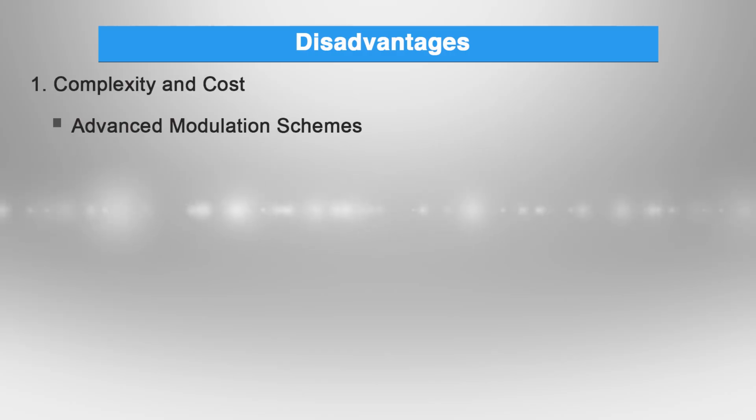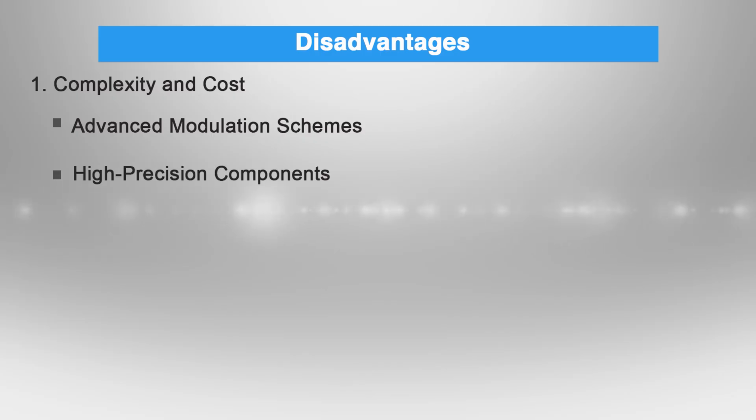First is complexity and cost, which means advanced modulation schemes. Techniques like quadrature amplitude modulation and orthogonal frequency division multiplexing are complex, requiring sophisticated signal processing. This increases the cost and power consumption of the receivers. High precision components. Techniques like coherent detection require high precision lasers, modulators and detectors, which are more expensive and require precise alignment.